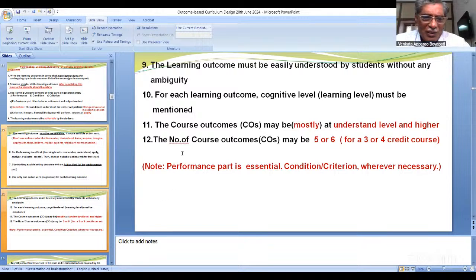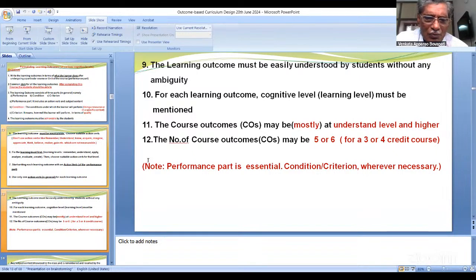So, tenth guideline, for each learning outcome, the cognitive level, that is learning level, must be mentioned within brackets, so that the students know if it is a higher cognitive level, analyze level, they have to put in more effort, solve many problems, many case studies. Therefore, better we put cognitive level within the brackets.